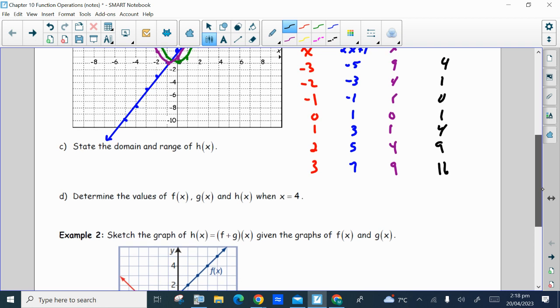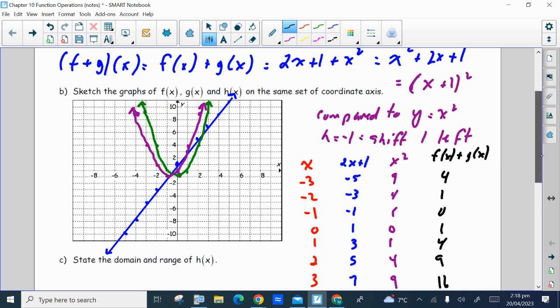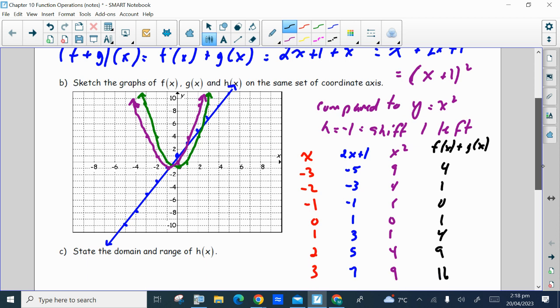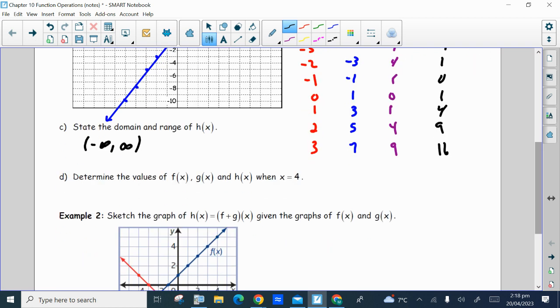Okay, so question C says state the domain of h at x. Well, the domain will be going from negative infinity to positive infinity. There's no restrictions on x. And it says determine the values of f at x, g at x, and h at x when x equals 4. So that's not on our table of values, but that's okay because we can use the equation.